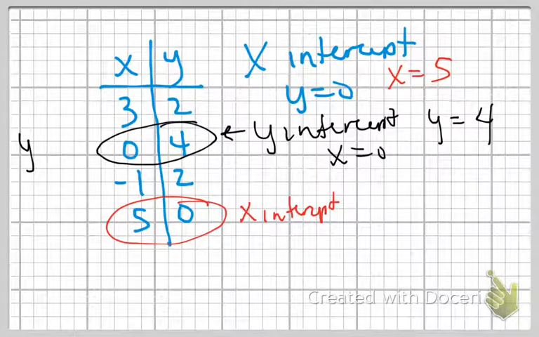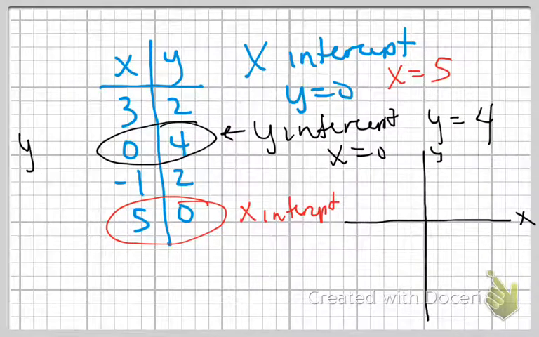So I'm going to actually draw this so you can see how I'm graphing it. So here's my graph right here. This is my x, this is my y. My x equals 5, so it's 1, 2, 3, 4, 5, so it's right there. And then y is 4, it's positive 1, 2, 3, 4, it's right there. So I would draw a line that would go through those two, and that would be my line. Finding the x and y intercept makes it easy to graph a line.